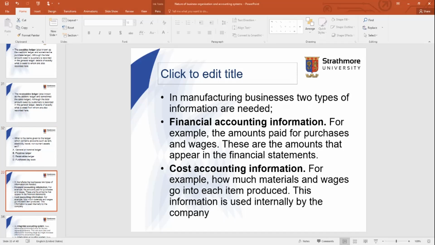Now, don't forget you can prepare, based on the information you have gone through, from the purchase day book and from the general ledger, two types of information. You can extract either information more towards financial accounting, the financial reporting side, or cost accounting information. The same set of information can give two types of reports, either for financial accounting use or for cost accounting or management accounting use. For financial accounting, I think you've done this already, like the amounts paid for purchases and wages. These are the amounts that will be appearing in the financial statement.